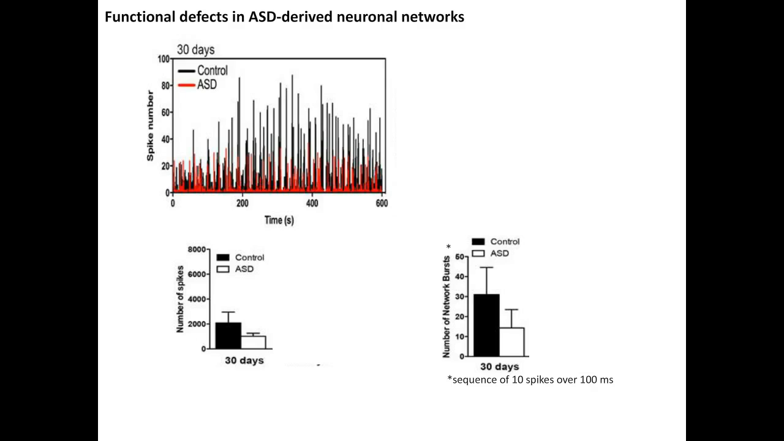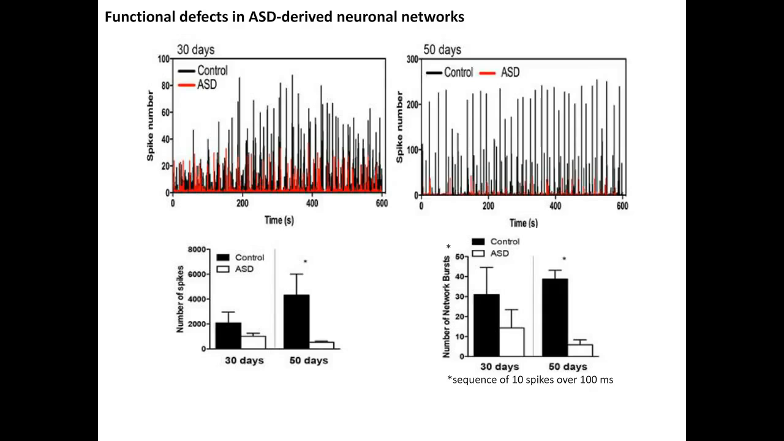At 50 days after differentiation, we detected a significant decrease in both spike number as well as network bursts, defined here as a sequence of 10 spikes over 100 milliseconds. We then asked if we were able to rescue the neuronal activity deficits in autism.